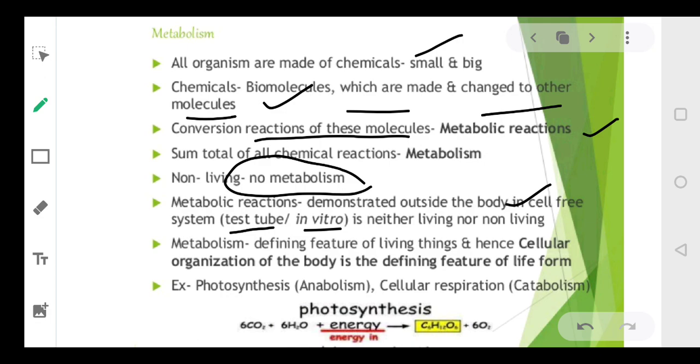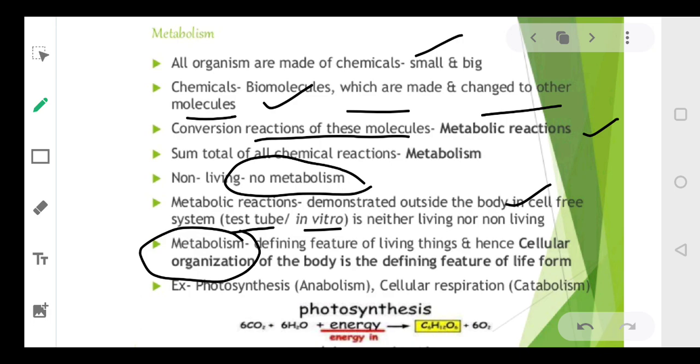Is it clear? So we cannot categorize such reactions as occurring in living organisms or in non-living organisms, right? So metabolism, in comparison to reproduction and growth, is a far better criterion for defining a living thing.